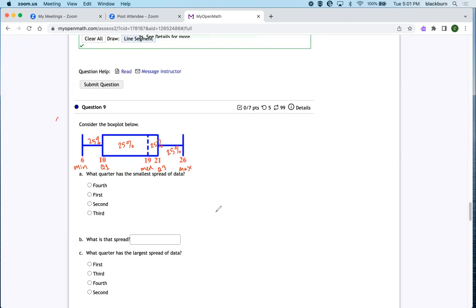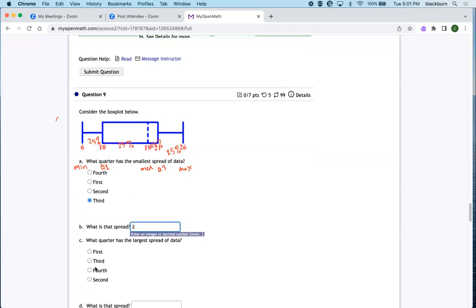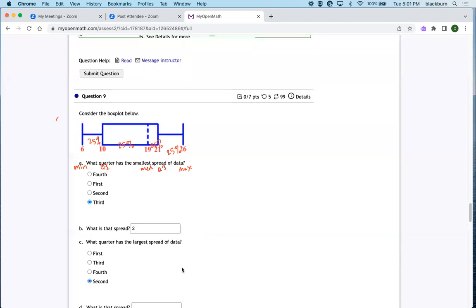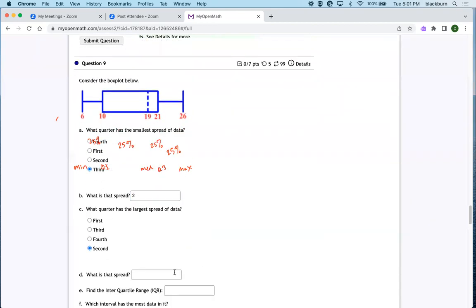So which quarter has the smallest spread? Well, it looks like the third quarter has only a 2. The range is only 2. Which quarter has the largest spread? It looks like between Q1 and the median, which you could look at as the second quarter. What is that spread between 10 and 19? That spread is 9.